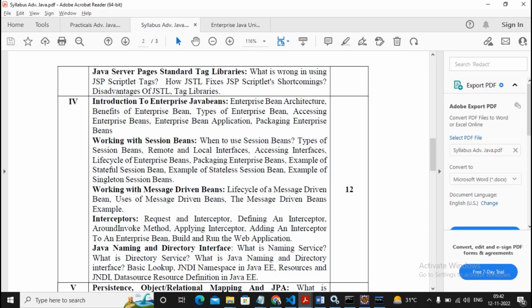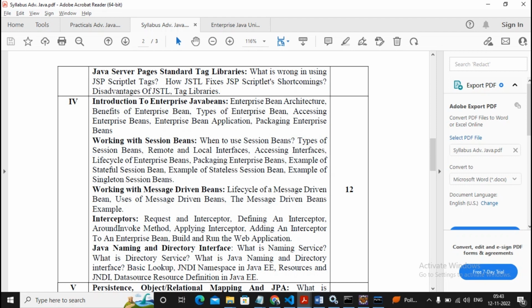Unit 4 consists of Enterprise Java Beans Introduction, working with Session Bean, working with Message Driven Bean, Interceptors and JNDI, that is termed as Java Naming and Directory Interface. So you can consider there are totally 5 topics. Which topic to be skipped? I will say you can prepare less for the topic of JNDI, that is Java Naming and Directory Interface. Whereas Interceptors, working with a Message Driven Bean, and working with a Session Bean are all quite important topics.